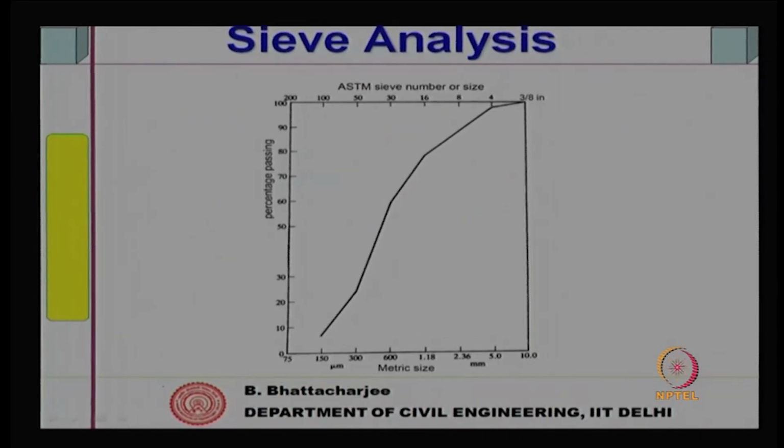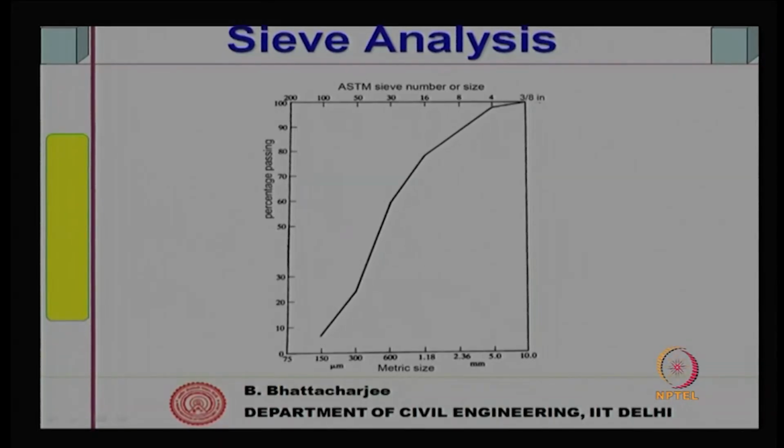So, we do sieve analysis, as I said earlier, to find out the grading, and this is a typical sieve analysis result. What it shows is percentage passing versus size: 175 micron, 150, 300, 600, up to 10 mm size. 100% is passing along 10 mm and so on. This is the sieve analysis or grading curve for 10 mm MSA aggregate.